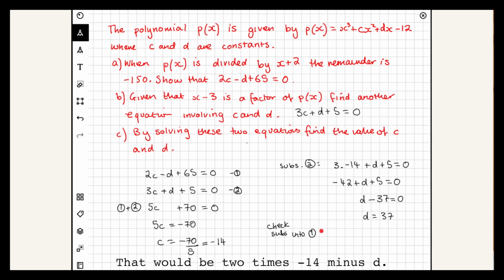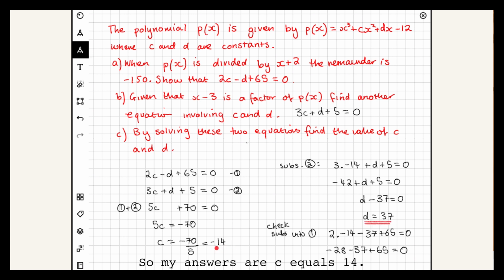And we can check by substituting both values into 1. That would be 2 times minus 14 minus d, so minus 37 plus 65 should equal 0. Let's see if that's true. Minus 28 minus 37 plus 65, and that does indeed equal 0. So my answers are c equals minus 14 and d equals 37.